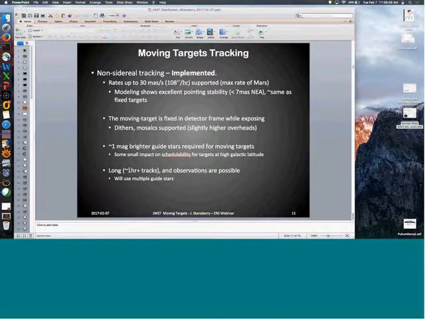And we'll be able to support quite long observations. Individual exposures of roughly an hour should be possible. And if you need more exposure time than that, you get up into multiple exposures, and the system will switch guide stars as needed.